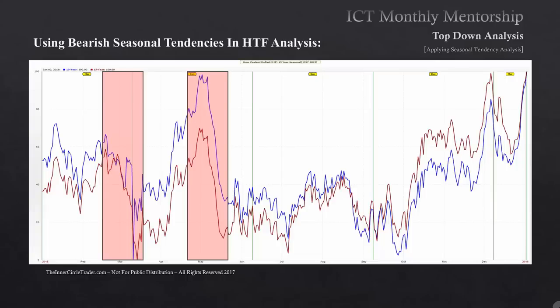What I want you to focus on is that if this seasonal tendency is in fact true, and I believe it shows validity here, the idea is, is there something technically in price that would support that seasonal tendency? Are we in a bearish market? Did we rally up into a bearish order block? Did we run an old high? Did we see a market structure break? Have we in fact been moving up for the last 2 or 3 months?